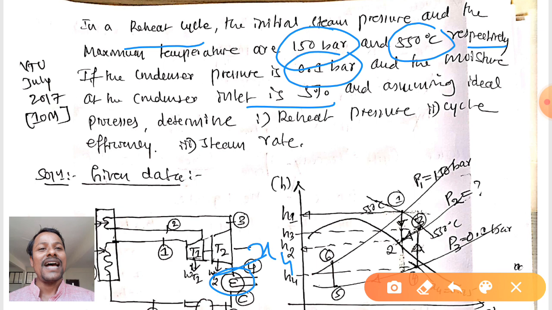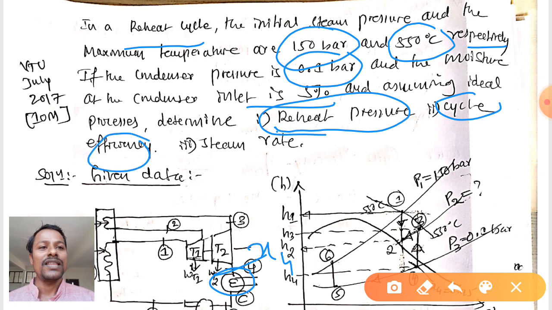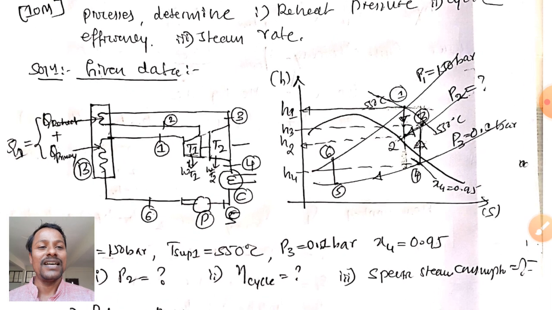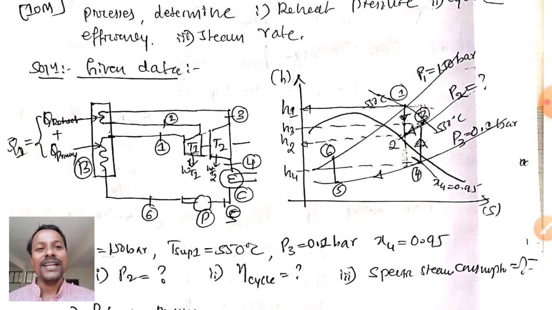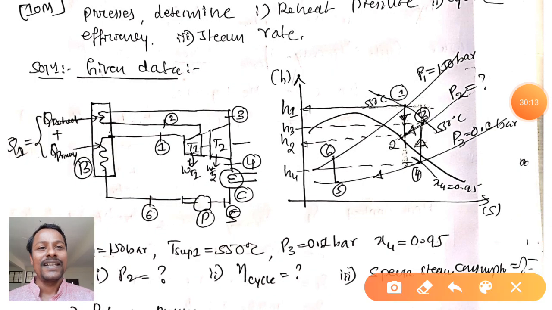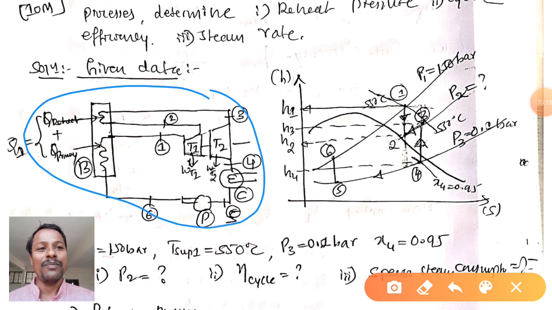So then again, assuming ideal processes, determine the reheat pressure, that is at what pressure reheating is happening in this cycle, and the efficiency of this cycle. Then again, the steam rate, means at what rate the steam flows inside the plant, that is this reheating plant. So here this is the schematic diagram that I have already drawn. This we know already from the theory part.